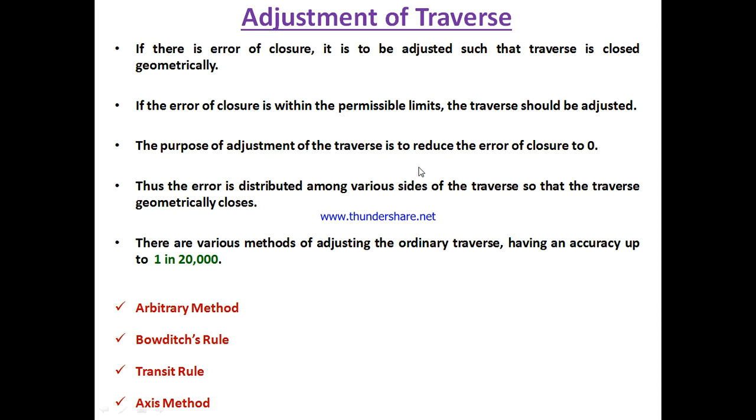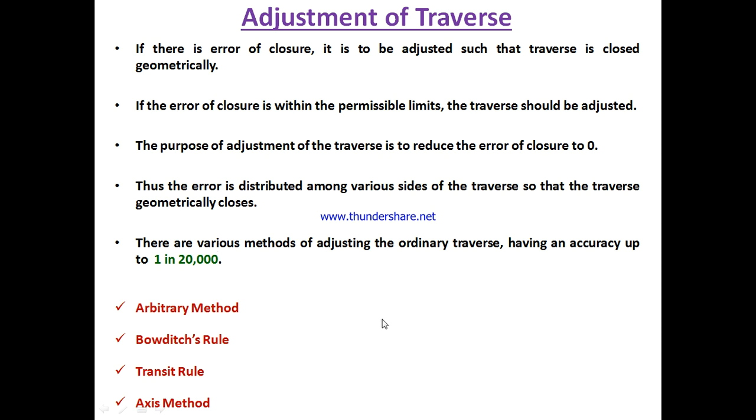Now the purpose of adjustment of the traverse is just to reduce the error of closure to a minimum, or we can say to zero. That means we do not want any opening in the traverse. We just want the traverse to be perfectly closed. Thus the error is distributed among various sides of the traverse in such a manner that the traverse will be geometrically closed.